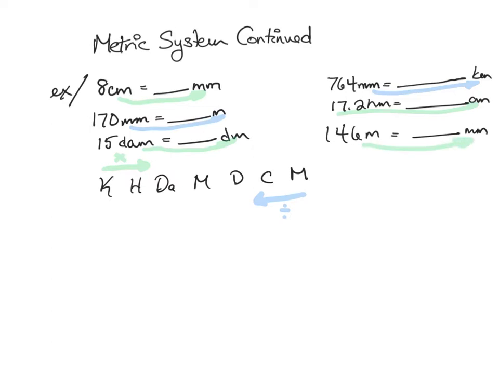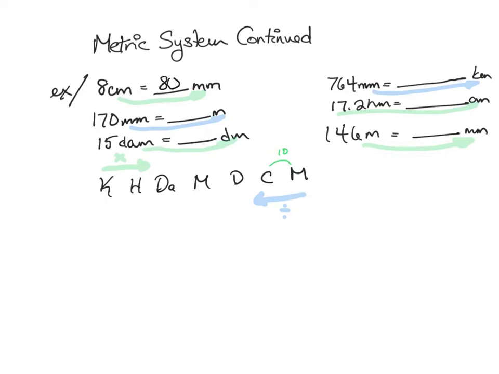Okay, so now that we've thought through that process, we can calculate based on how many jumps. So if we have centimeters to millimeters, that's 1 hop of 10. So our answer is going to be 10 times what it was already. And so we have 80.